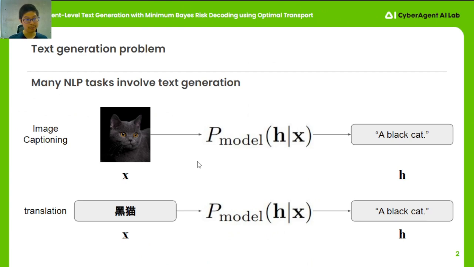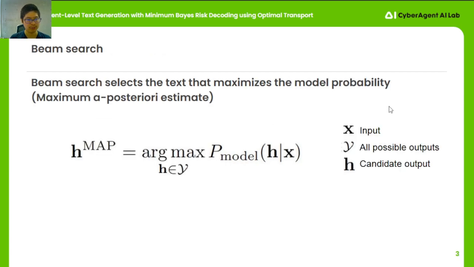Okay, so what is the problem? We are going to work on the text generation problem. As many of you know, many NLP tasks involve text generation, like image captioning. Given an image, there's a probability model, often a language model, and the expected output is like a black cat or cat or face. And translation is similar. You get an input in Chinese text, and the task is to translate it into English or whatever language we want. So these tasks you can think of as generating a text given a context. X is a context, and H here is the output.